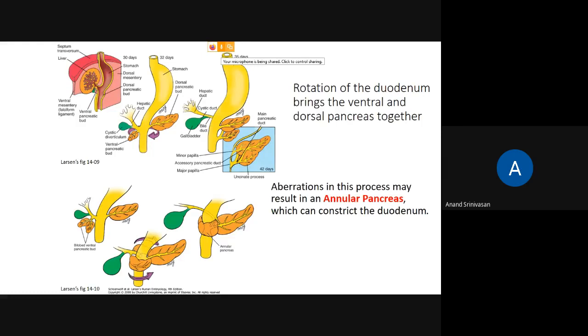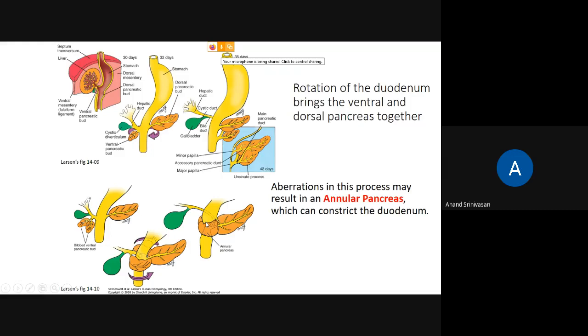All right. Another abnormality, the annular pancreas. Here I said the ventral pancreas takes a turn and then gets attached to the dorsal pancreas. During this turn, if there is any abnormality, if the ventral pancreas rotates in the opposite direction, it appears that it is squeezing the duodenum. It is all around the duodenum. The pancreas is surrounding the entire duodenum.